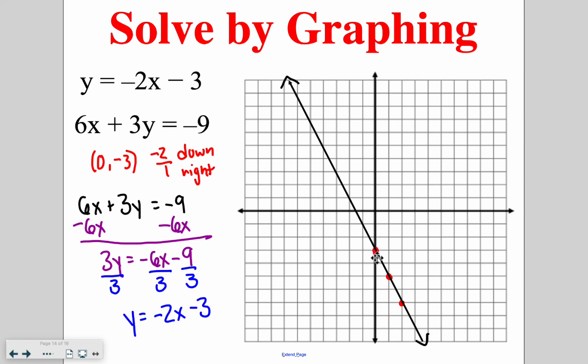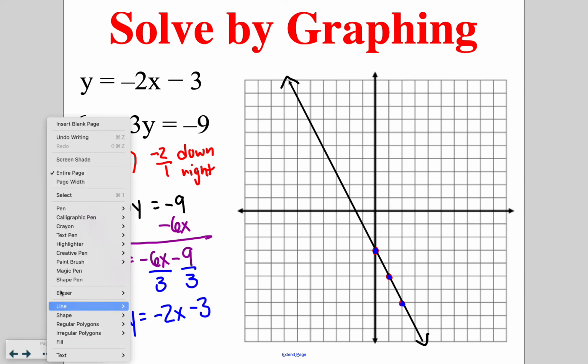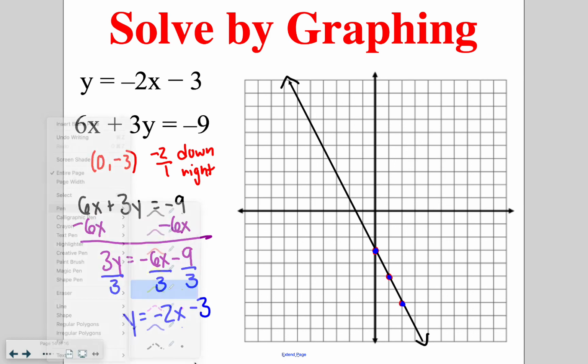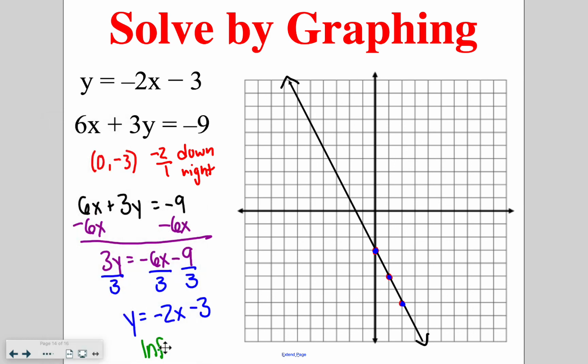Once again, I would start at (0, -3), and then go down 2 and over 1, down 2 and over 1. As you can see from this graph, the two sets of coordinates lined up with one another. So our solution for this particular graph then is going to be infinitely many solutions. This graph overlaps at all possible points, giving us infinitely many solutions for our possible answers.